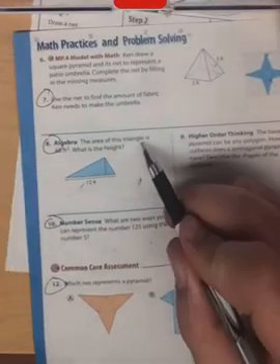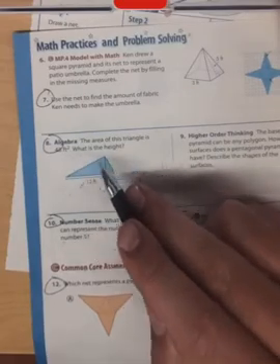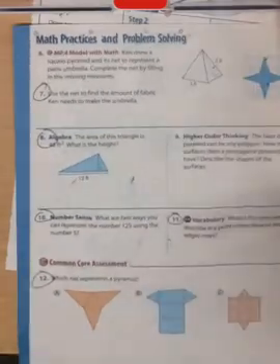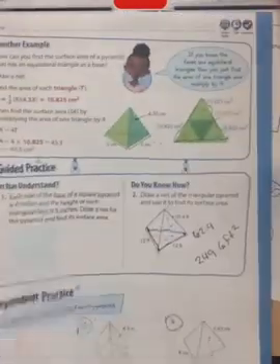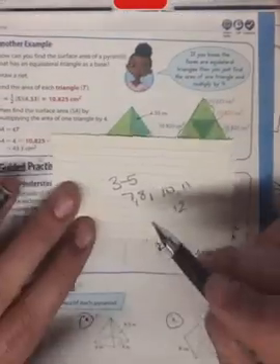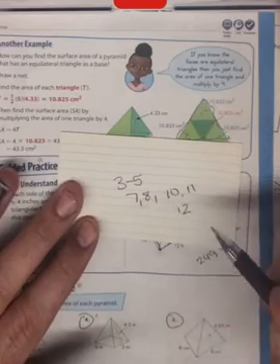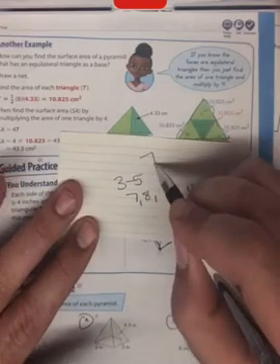The area of a triangle is 48 feet squared. What is the height? So these are your assignments. You can get started on that. These are your problems 3 through 5, 7, 8, 10, 11, and 12 on page 721.